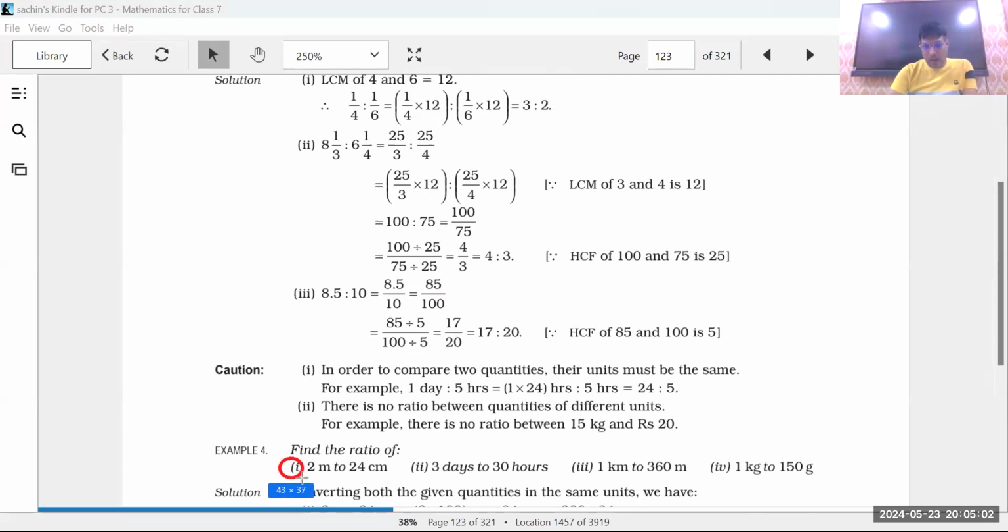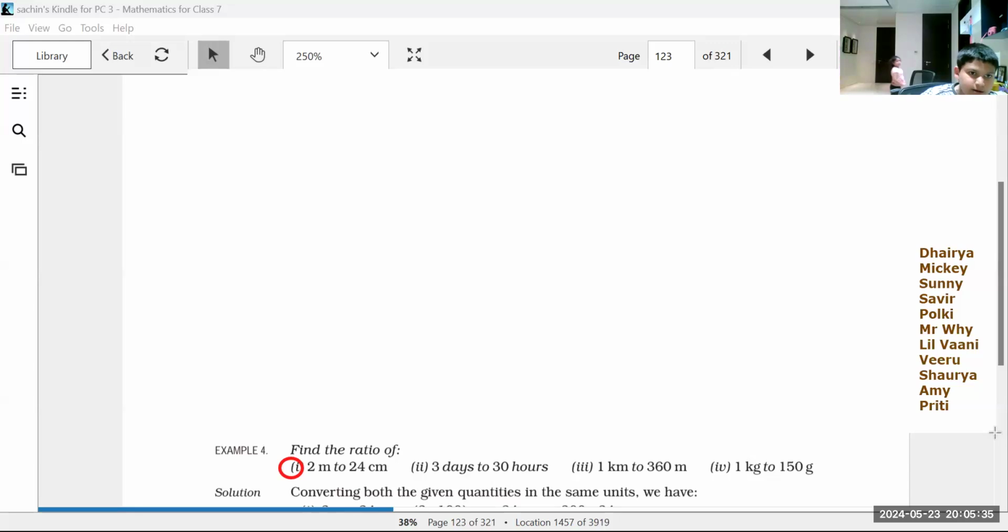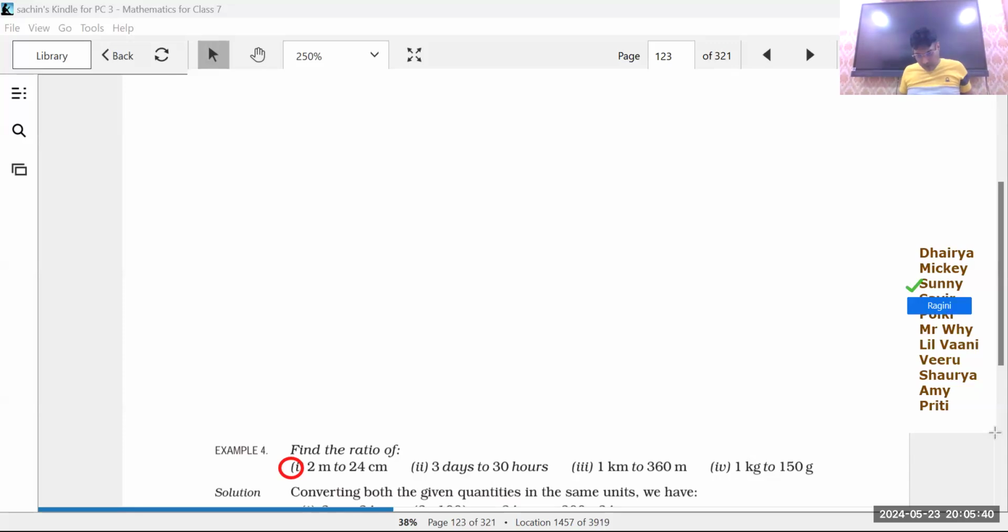So do the first part. So to find the ratio, remember you will have to make them into same units. So convert them into same units, then give the answer. तो सिर्फ फर्स्ट पार्ट करना है. Yes, पहले first part कर लो, फिर second और third करने हैं.